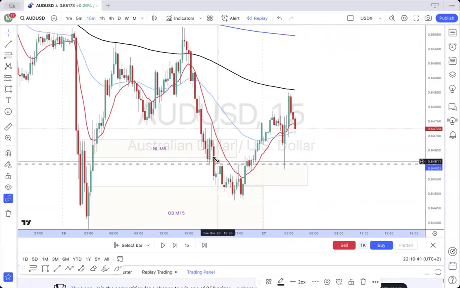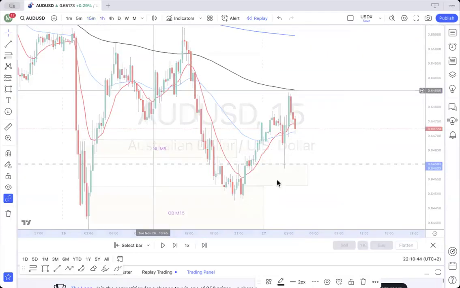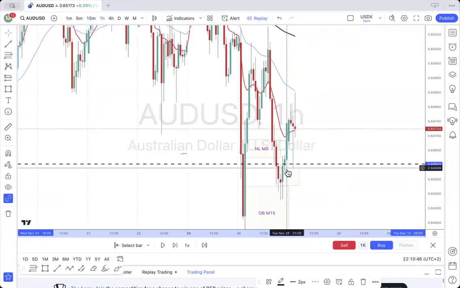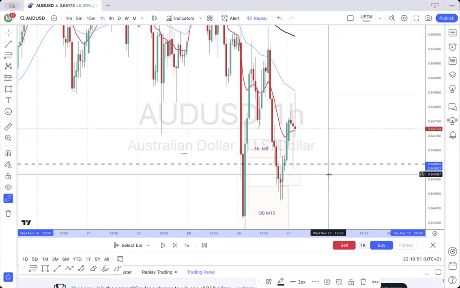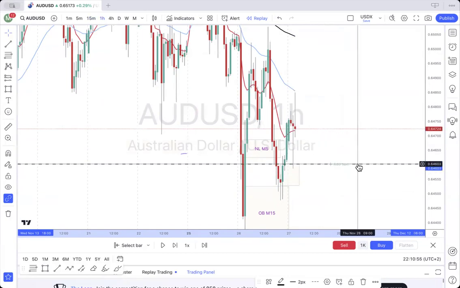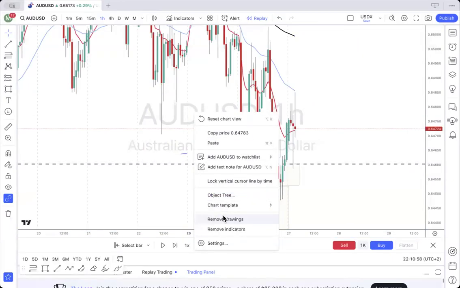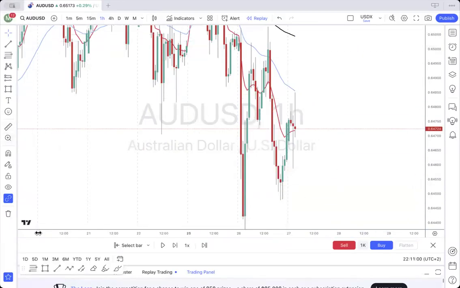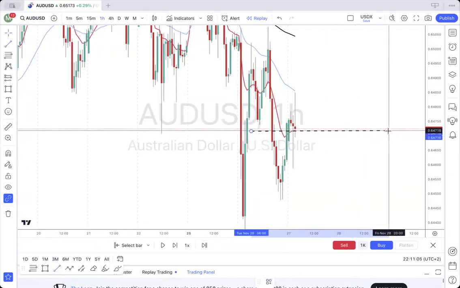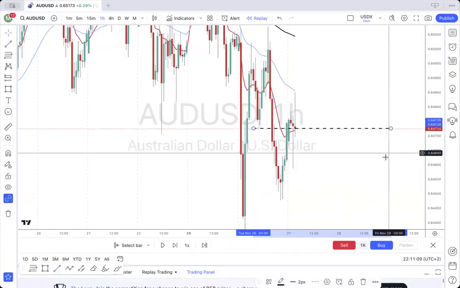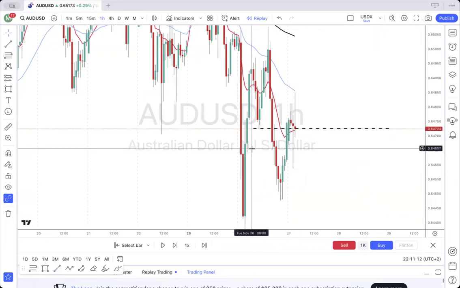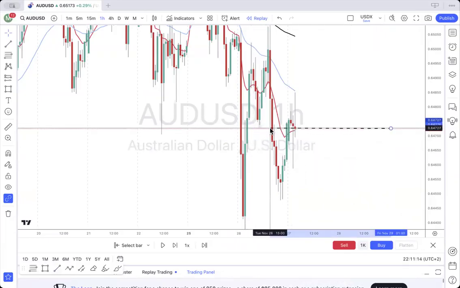But again, we did not see this. The only thing we saw was that candle which tested, another candle which went up and then came back down. That's the only thing that we saw. And I said, let's take our buys there. So let me remove all drawings and then just put our buy here. Now there we go. That's where our buy is, our entry.